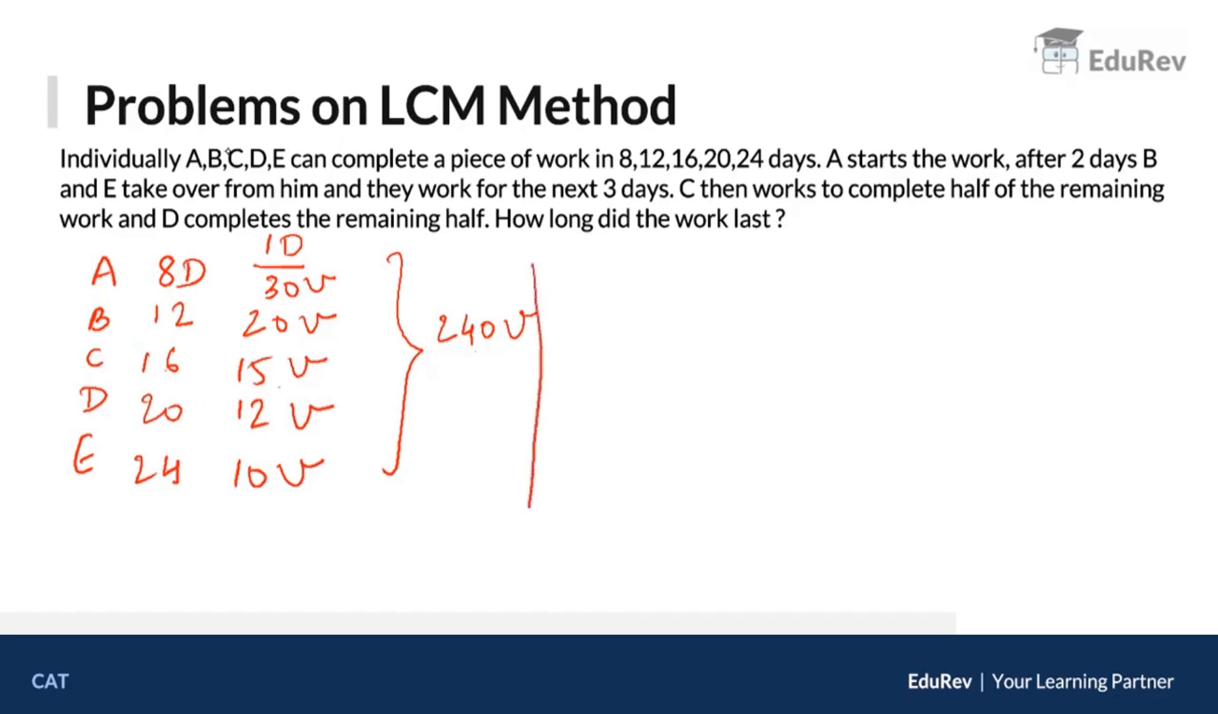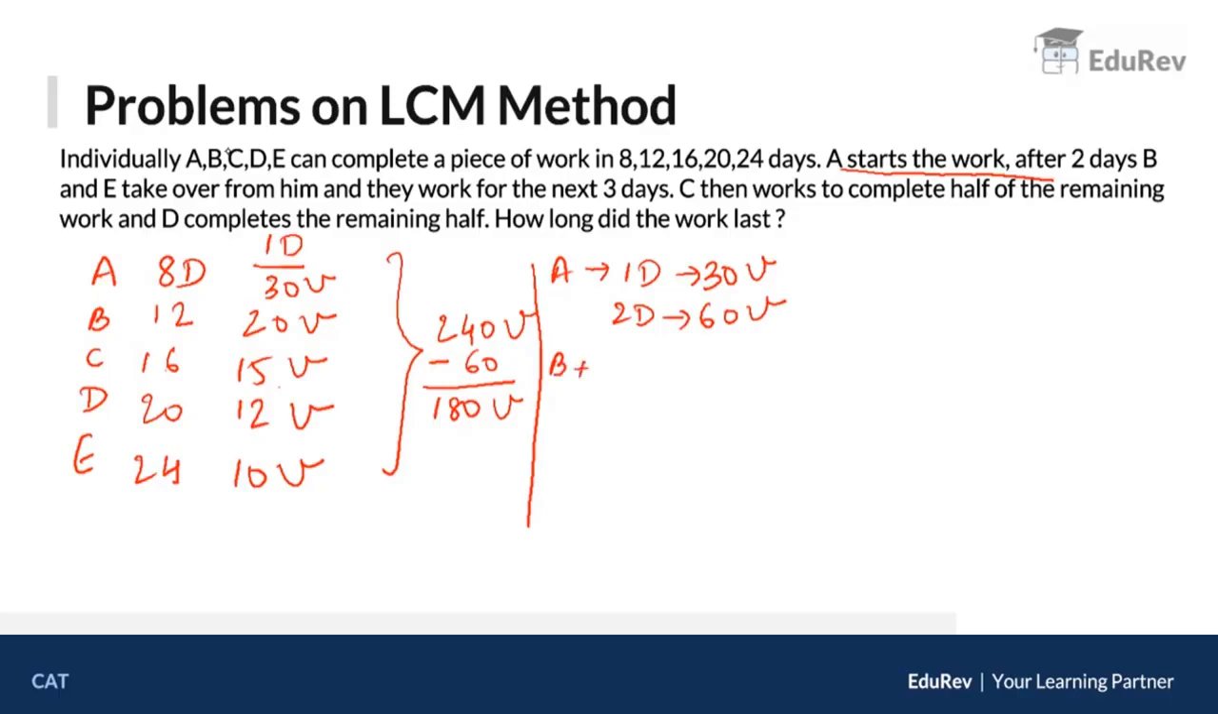Now let's focus on how they started. A starts the work. After 2 days, B and E take over from him. So A worked for 2 days only. So A in 1 day does 30 units. So in 2 days A has done 60 units. So out of the total work, 60 is already done. So we are left with 180 units. Okay, this is remaining.